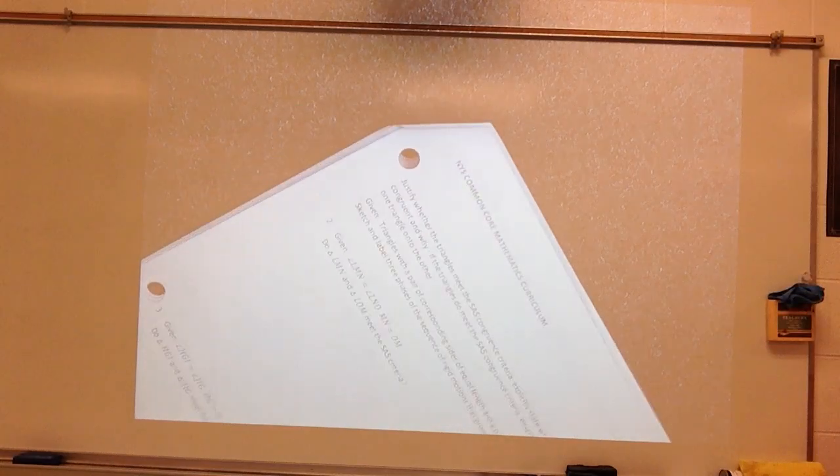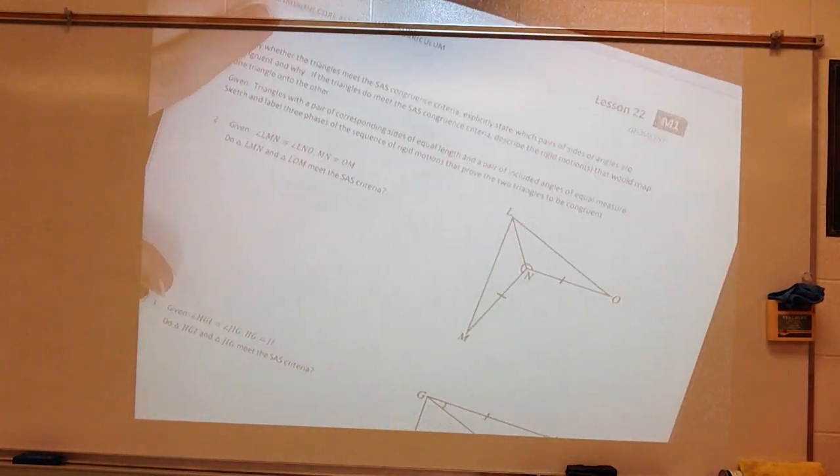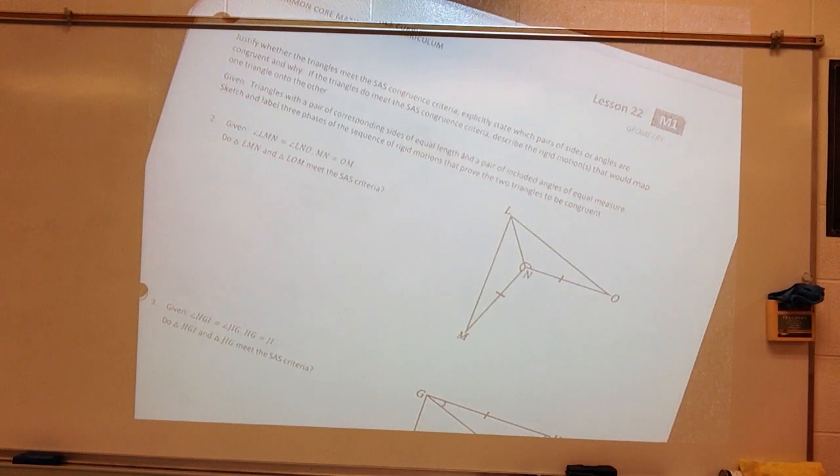Justify whether the triangles meet the side angle side congruence criteria. Explicitly state which pair of angles or sides are congruent and why. If the triangles do not meet the SAS congruence criteria, describe the rigid motions that would map one triangle onto the other. I'm sorry, if they do meet the SAS criteria. Alright?